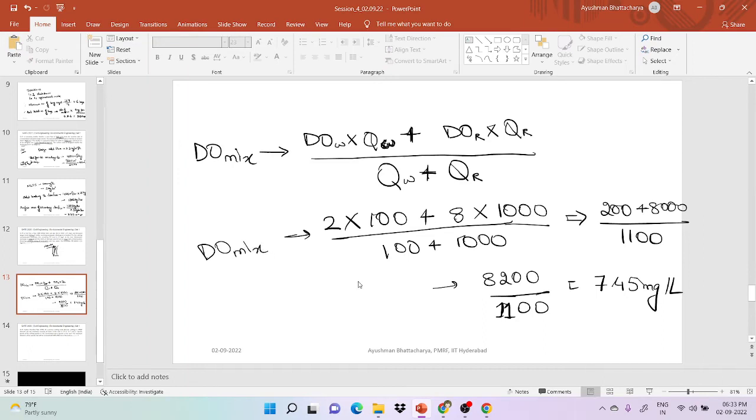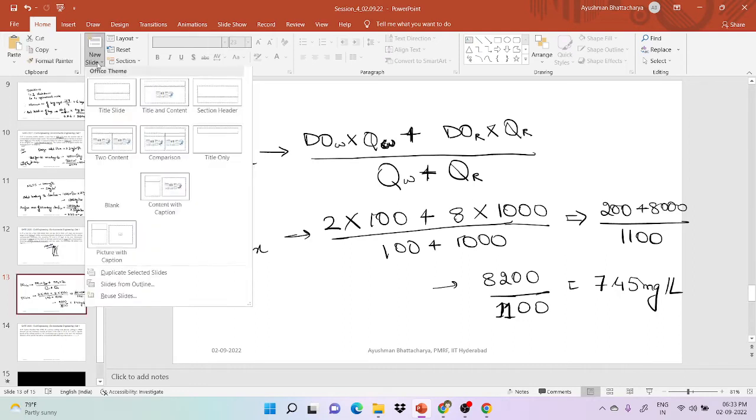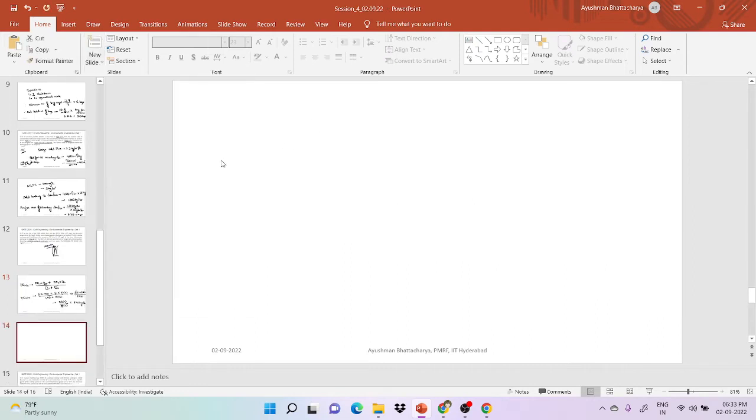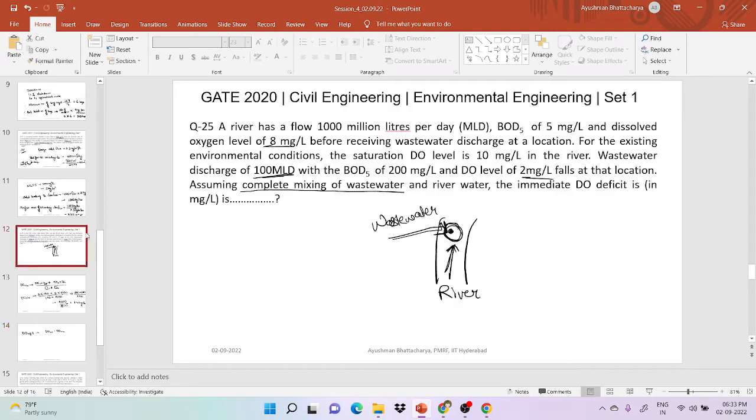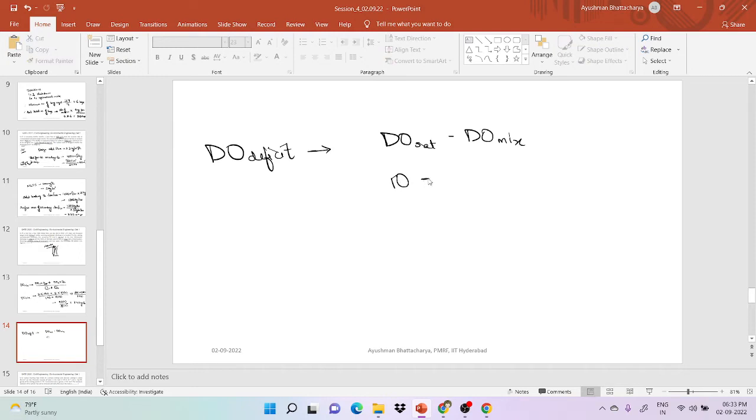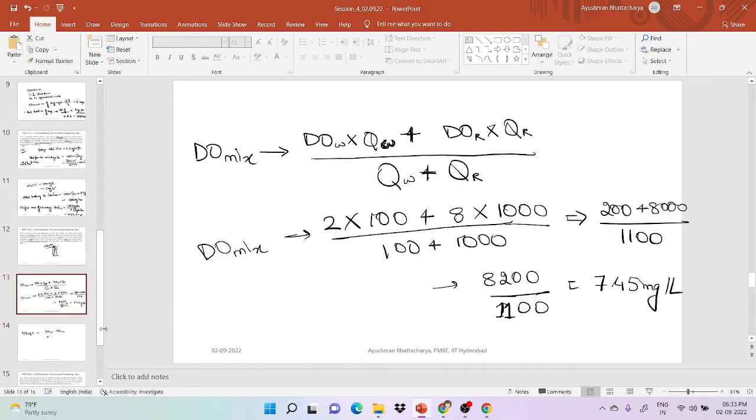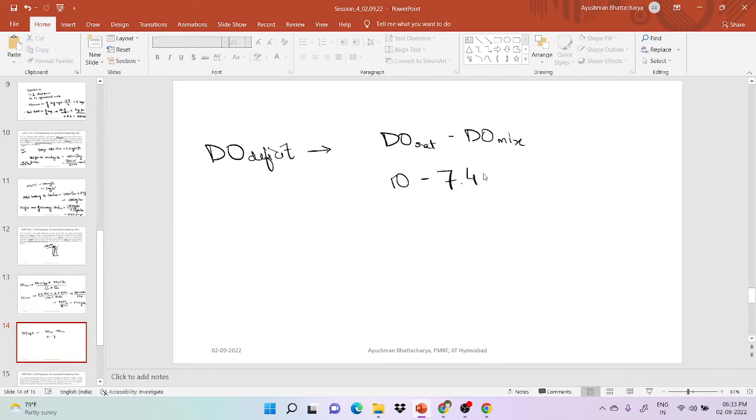Now this is the DO mix. We are yet to calculate the DO deficit at that point. So how will we calculate the DO deficit? DO deficit is equal to DO saturation minus DO mix. The saturation DO level is given as 10 milligram per liter. So here 10 minus the value we got for the DO mix, 7.45. So it comes out to be 2.55 milligram per liter.